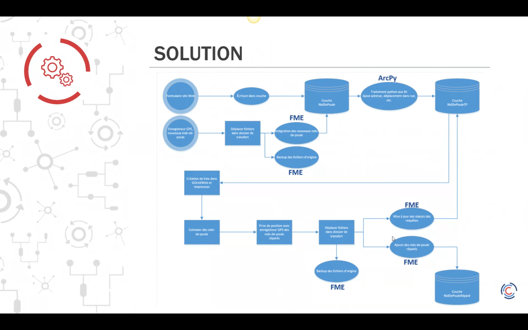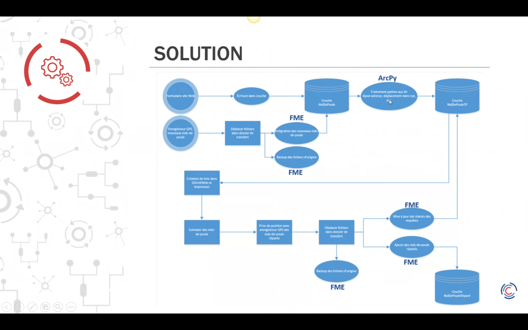So in this solution, we can see where FME plays a role. If I explain here, this is the website. The website writes the data into a layer. This is the pothole layer. That's what nid de poule is in French. For some reason, potholes are called chicken nests here. And we also have the field people collecting the locations of potholes with a handheld GPS device. Their collected data gets pushed into a folder that FME picks up, and automatically, through an automation, pushes that data also into the pothole layer.